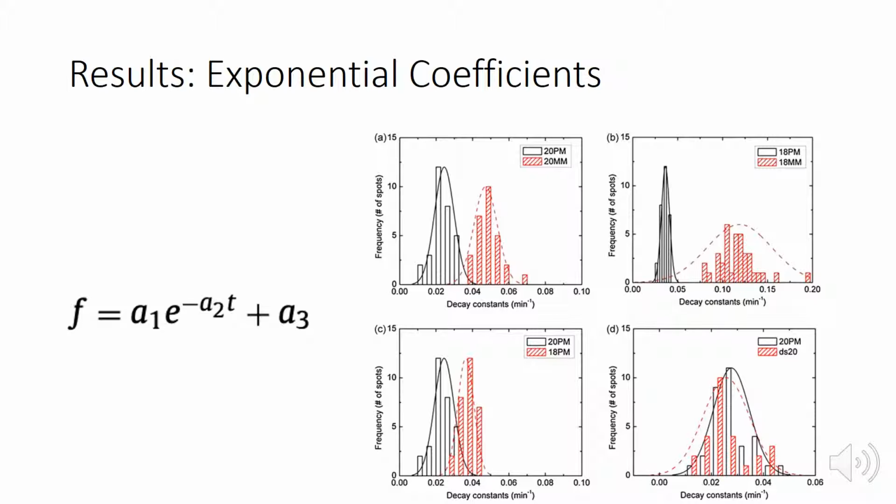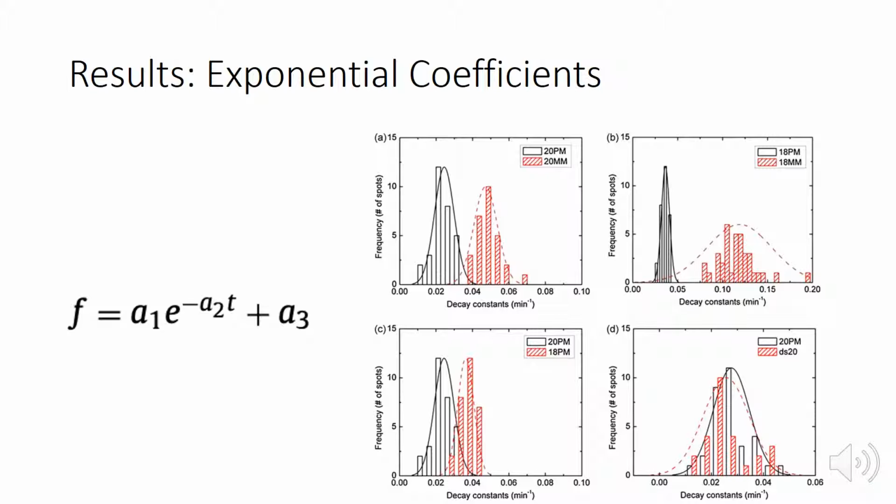In figure A above, the decay constant for the 20 perfectly matched samples and the 20 single mismatched samples are plotted and compared. There is a significant difference between the decay constants of the two samples. The same information was plotted in figure B for the 18 PM and the 18 MM samples. Again, there is a significant difference in the values of the decay constant. In figure C, the decay constant values of the two perfectly matched samples, 18 and 20, were plotted, and there is no difference between their coefficient values.